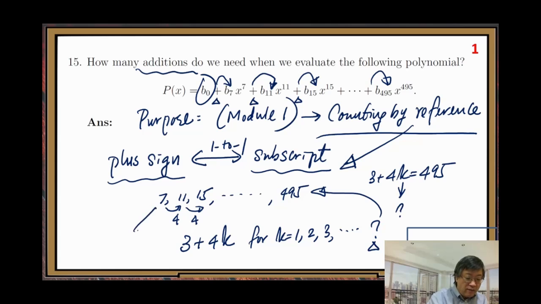So we start from the subscript 7 and count the number of subscripts. If you can count in that way, counting by reference, then you can get the number of additions easily. This question just checks if you know that technique or not. So let us finish our C.4 video right here.